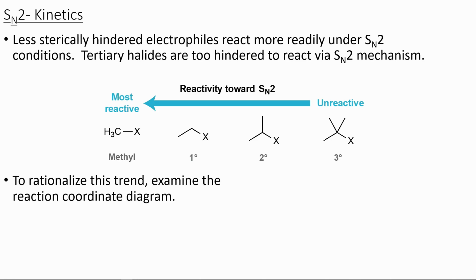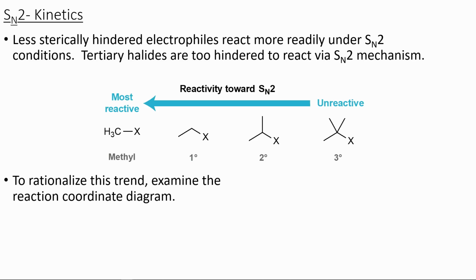So earlier we discussed how the substitution of the halogens is going to play an important role in the reactivity. And the trend is that for an SN2 reaction, a methyl halogen or a primary halogen is going to be more reactive than a more substituted halogen, such as a secondary or tertiary halogen.